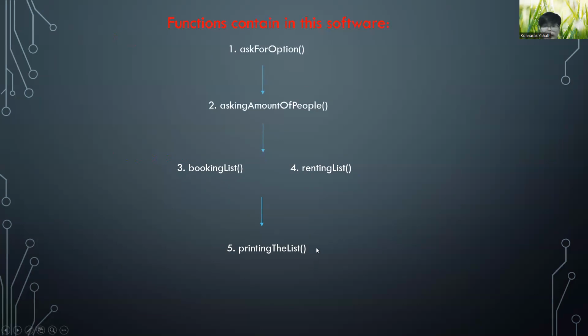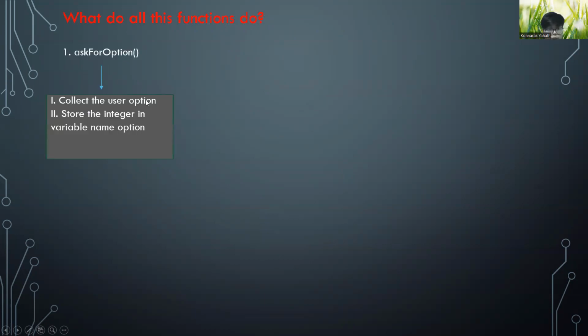Now I will explain how those functions work, step by step. What do all the functions do? The first function is ask for option. In this function, we collect the user option as integer number 0 or 1, and then store that value in the variable named option. Then the program will allow you to use the function named asking amount of people.